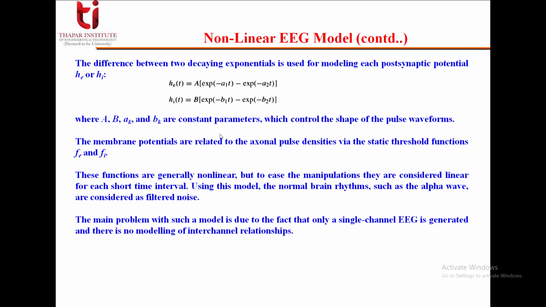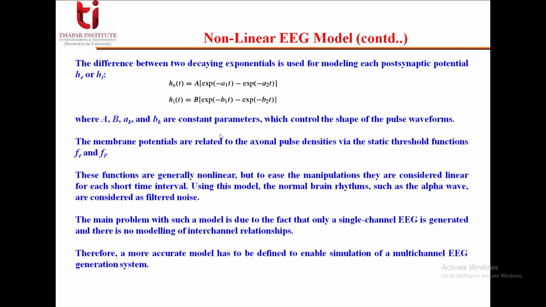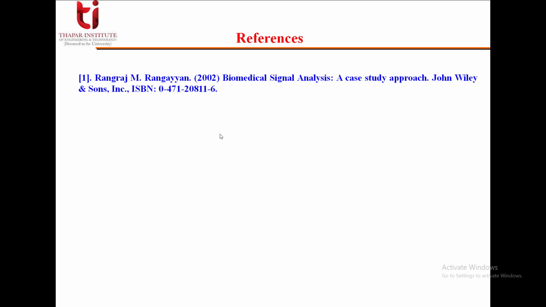The main problem with such a model is that only a single channel EEG is generated and there is no modeling of inter-channel relationships. Therefore, a more accurate model has to be defined to enable simulation of a multi-channel EEG generation system, and this is still an open question, an area that remains for research. For some topics, you can refer to the book by Rangaraj M. Rangayyan, that is Biomedical Signal Analysis, a case study approach.